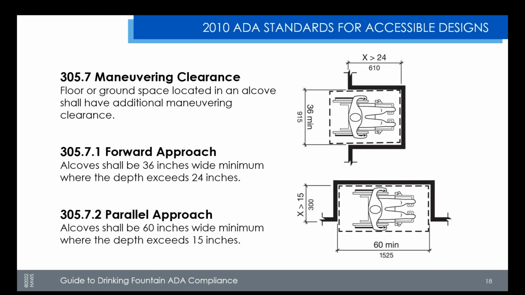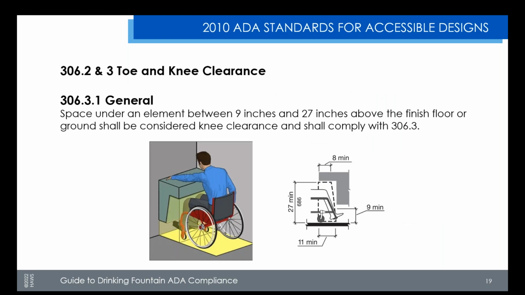For a parallel approach, when the depth of the alcove exceeds 15 inches, then our clear floor space must be 30 by 60 inches. More and more states are requiring this in the use of alcoves, and it's important that we add that extra space, especially when we're moving into an alcove, which could be a little more difficult.